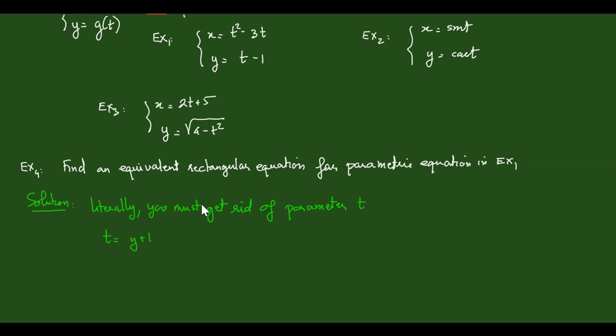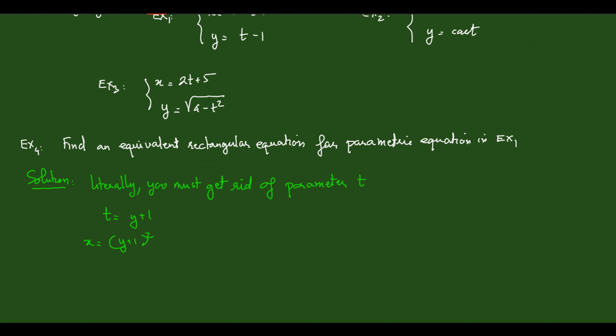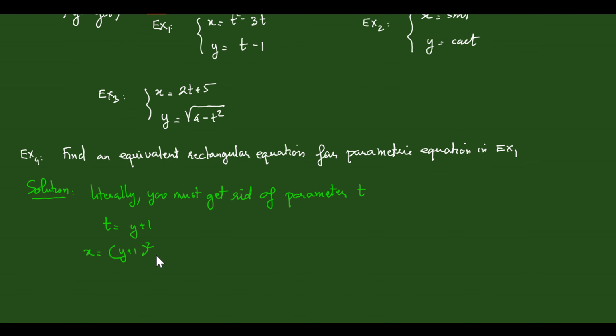Then after you get t, you're going to plug it into the first one. So you replace any t in the first equation with this y plus 1. Then the first equation will become x equals (y plus 1) squared, right? Because we have a square, everybody knows how to do substitution. Minus 3(y plus 1), right?